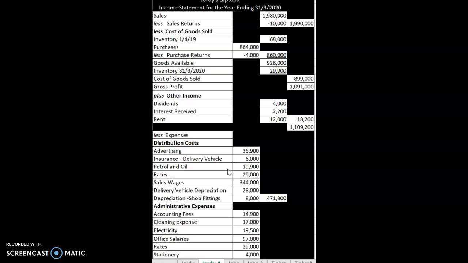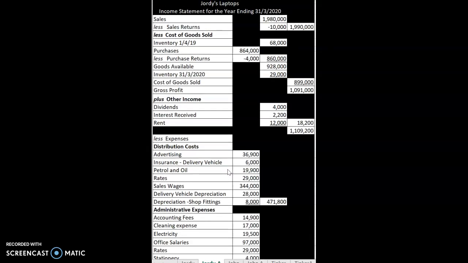So to start with, we're going to look at a trading account. A trading account is one where people buy and sell. We've got Geordie's laptops here. We've got our sales at the start minus sales returns give us our net sales. Note which column we've put the figures in. Then less cost of goods sold. Talked about that in the last session. So inventory plus purchases. Note there's a little calculation here with purchase returns to give us our net purchases.